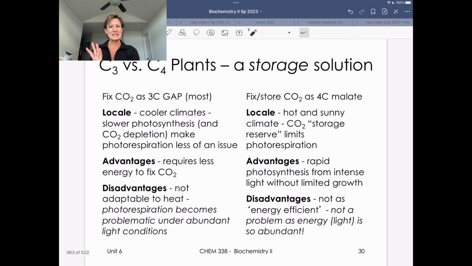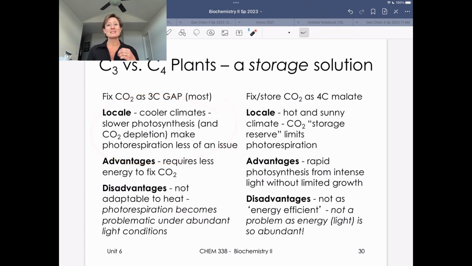Okay, so just before we get to that, let me summarize here C3 versus C4 plants, right? Everything that we've learned about prior thinking about photosynthesis is for C3 plants. So most plants are what we call C3 plants. They're going to fix carbon dioxide as GAP. That's what happens in the Calvin cycle.